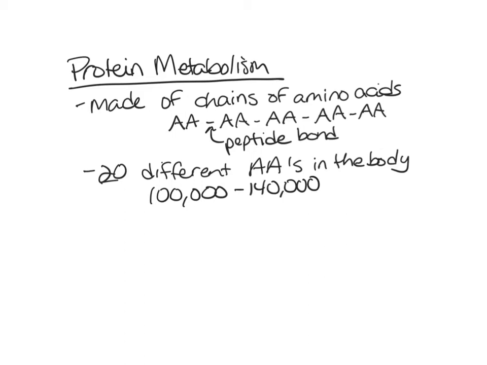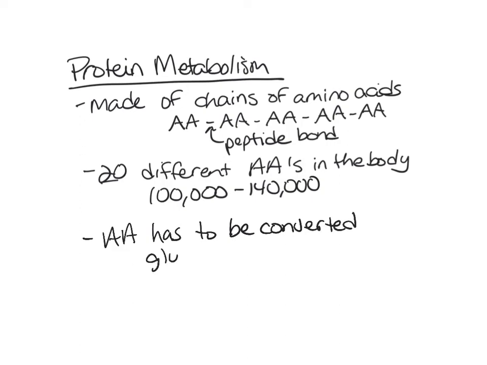So to get ATP from one amino acid, the amino acid has to be converted to a different substance. So an amino acid would be converted to glucose or a fatty acid or a ketone body. And then these things can enter into the citric acid cycle.